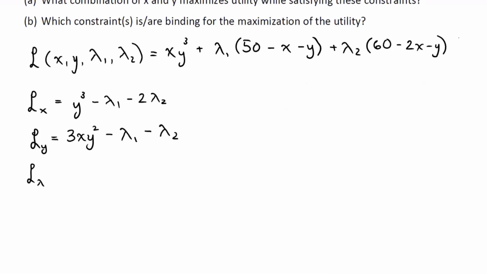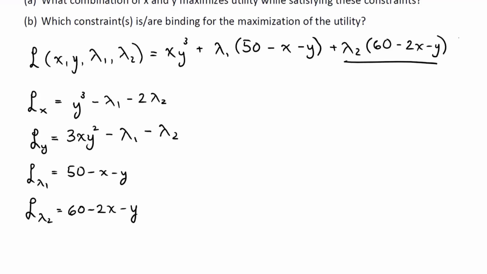Next, the derivative with respect to lambda 1. This is my only lambda 1 term, so the derivative becomes 50 minus x minus y. The derivative with respect to lambda 2 becomes 60 minus 2x minus y. So there are all of my first derivatives. Now, to solve this, I'm not going to try to solve all of it together. I'm going to use the Kuhn Tucker approach, and I'm going to assume one of the constraints is naturally satisfied. Which constraint do you guys want to assume is naturally satisfied?